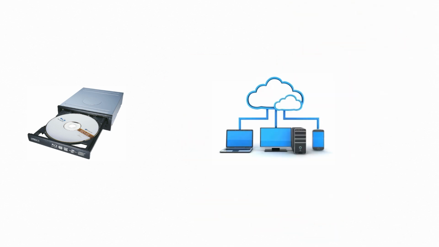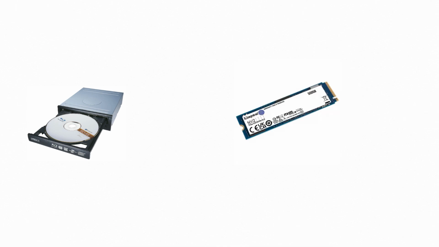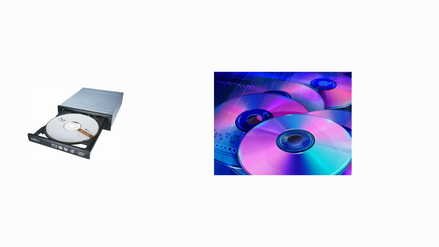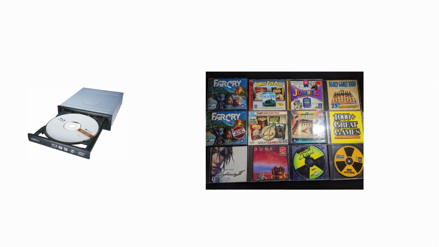At number 7, we have optical discs, also known as CDs, DVDs, and Blu-ray discs. Before cloud storage, before USB sticks, and before SSDs became popular, optical discs were everywhere. Music albums came on CDs, movies came on DVDs, and games often arrived on multiple discs.